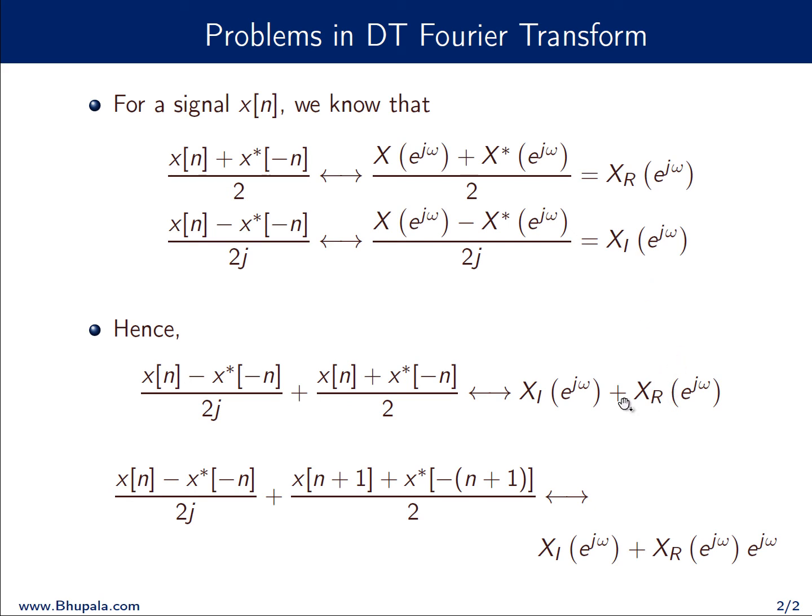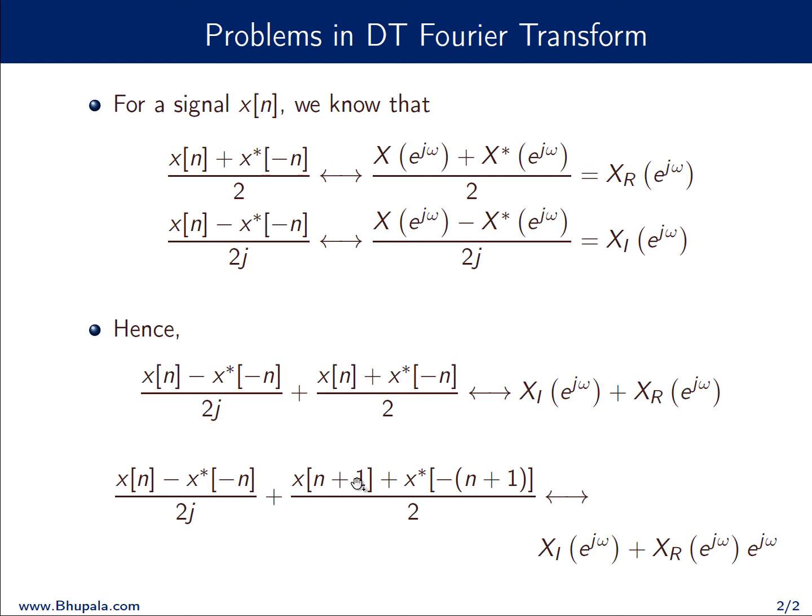Now the question is, we have to find the inverse Fourier transform of XI of e power j omega plus XR of e power j omega into e power j omega. First let us find the inverse Fourier transform of the parts. Just now we have seen that XI of e power j omega corresponds to x of n minus x star of minus n by 2j, and similarly XR of e power j omega corresponds to x of n plus x star of minus n by 2. Now if you multiply XR of e power j omega with e power j omega, that corresponds to shifting of the signal in the time domain to the left by 1 unit.